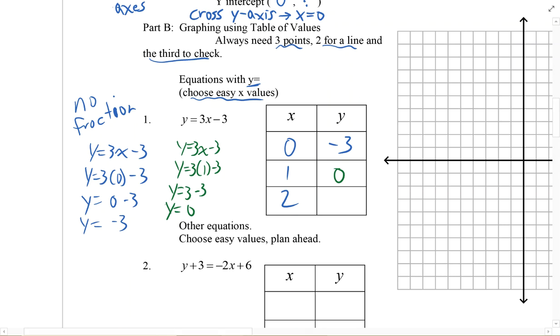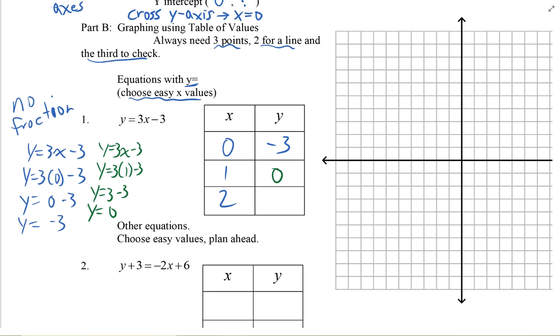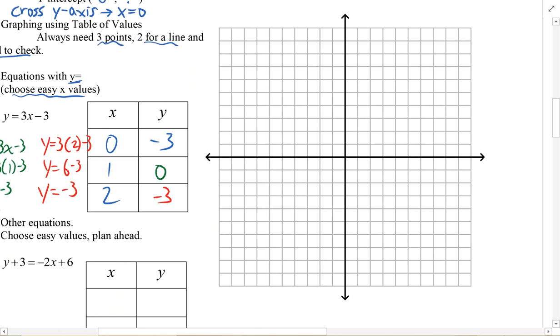So then you're going to do the exact same thing for the next one. I just need a bit more room here first. Slide this over. I'll do this one in red. So now y equals 3 times, x is 2. Y equals 3 times 2 minus 3. Y equals 6 minus 3. Y equals -3. So now that I have 3 points, I can graph and make a line.